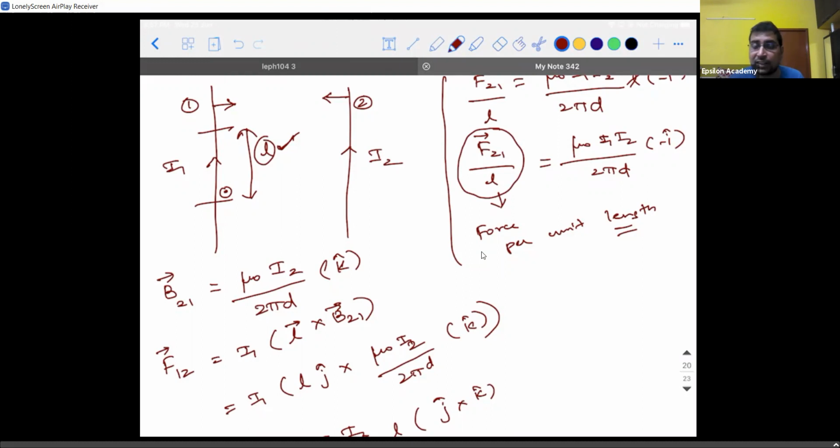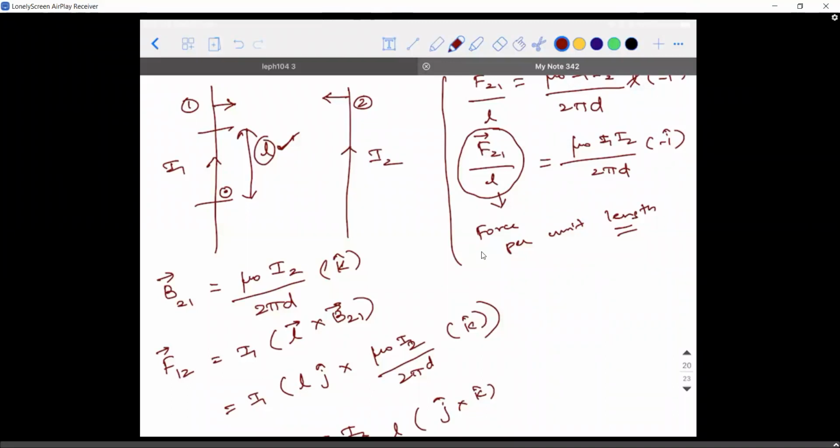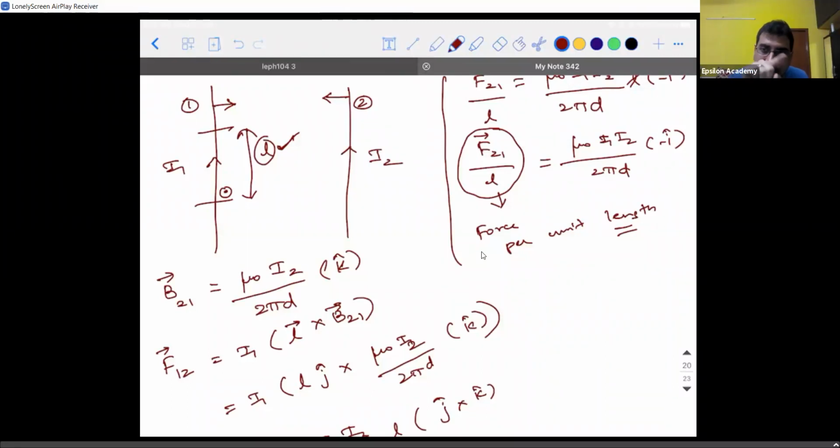The most common mistake I see is that whenever force is asked, they will write mu naught I1 I2 by 2 pi d and forget that L. Whenever they ask a question like this, for an infinite length wire, what is the force experienced by a 10 centimeter length of a wire? Then what are we supposed to do? Take mu naught I1 I2 by 2 pi d, take this L to the other side and multiply. There is a problem in the textbook itself. Maybe next class I will start with that problem. Next class we'll start with the exercise. We are almost on the verge of completing this chapter.